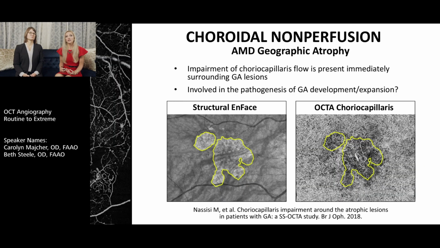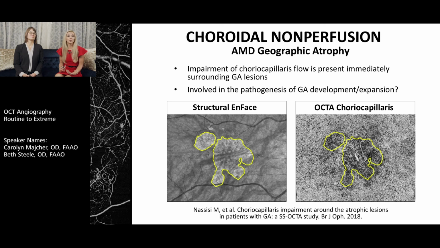We can also visualize non-perfusion surrounding zones of geographic atrophy in non-exudative AMD. And again, the question is, is this involved in the pathogenesis of geographic atrophy and geographic atrophy expansion? And so longitudinal studies are going to be really exciting in this realm. Probably eyes that have large areas of non-perfusion surrounding geographic atrophy are going to be more likely to enlarge or progress at a faster rate than eyes that don't.